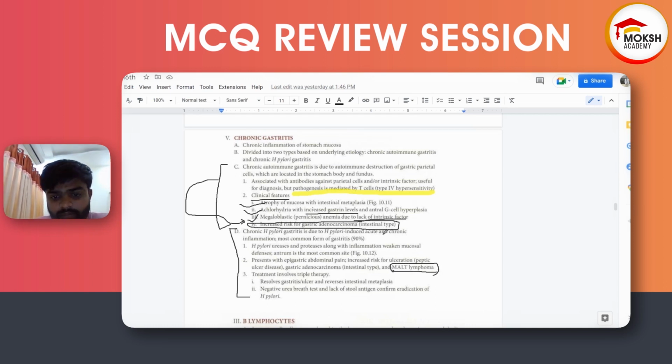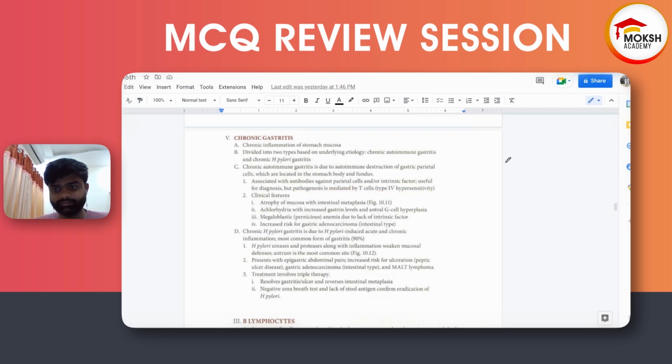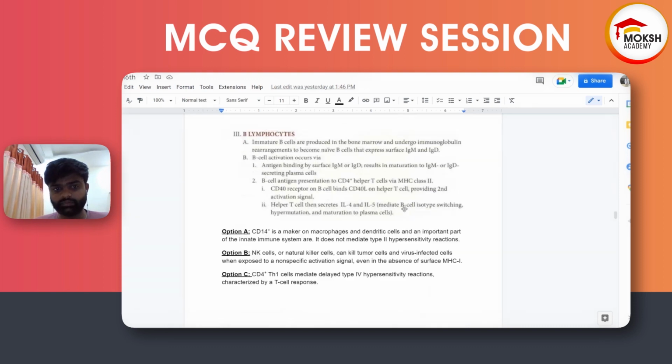H. pylori causes acute and chronic inflammation. H. pylori urease and proteases cause weakening of mucosal defenses, and the antrum is the most common site. B lymphocytes are immature B cells produced in bone marrow, which undergo immunoglobulin rearrangement to become naive B cells. B cells are activated whenever there is an antigen presented on the surface of IgM or IgD. This causes them to become IgM or IgD secreting plasma cells.